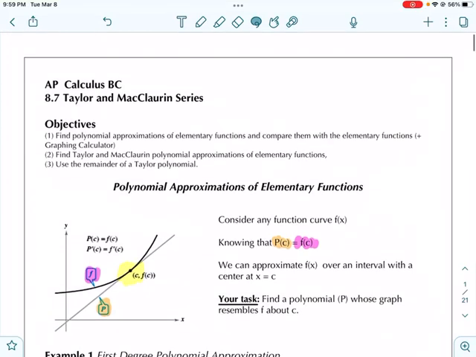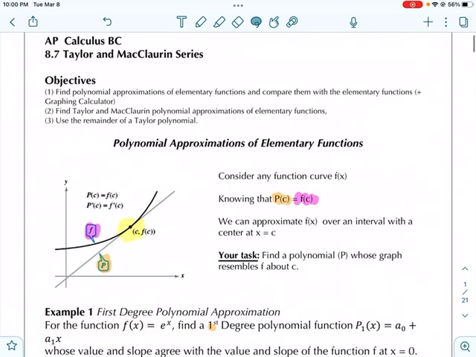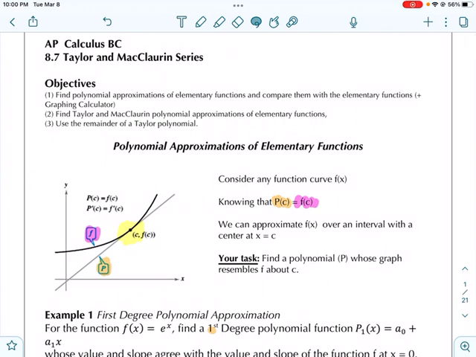Okay, hi there. So today we're working with 8.7 Taylor-Maclaurin series. And whether it's this book or not, 8.7 Taylor-Maclaurin series is a staple for BC Calculus. So we want to find the polynomial approximations of elementary functions and compare them with the elementary functions. And we want to use a graphing calculator at times.